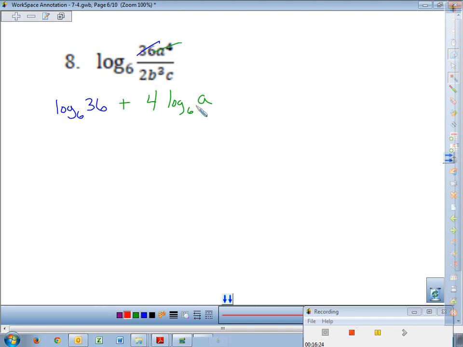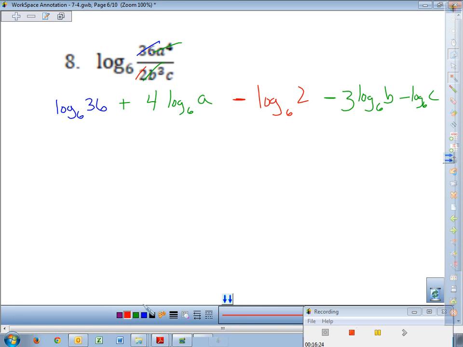How about the old 2? Since he's downstairs, what sign am I using? Minus. Is there an exponent on the 2? Nope. So minus log base 6 of 2. Cross him out. The b, he's downstairs, so I'm going to have a minus. Does the b have an exponent on him? So doesn't that need to come first? 3 log base 6 of b minus log base 6 of c. How do you feel about that? Cool. Let's see if we can clean anything up.